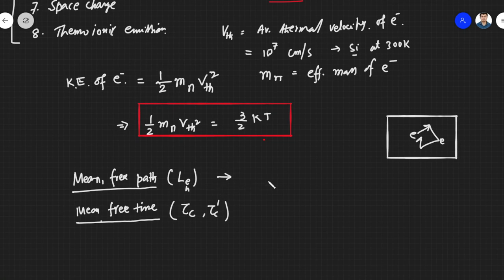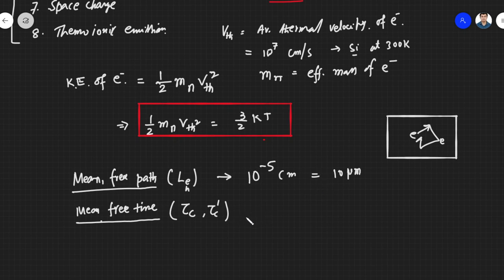So mean free length. VTH we defined, the order is about 10 to the power 7 centimeter per second. And the mean free path is of the order of 10 to the power minus 5 centimeter, which is 10 micrometer. So every 10 micrometer, you can expect a carrier, electron or hole, to collide with another charged particle or atom, or lattice scattering happens.